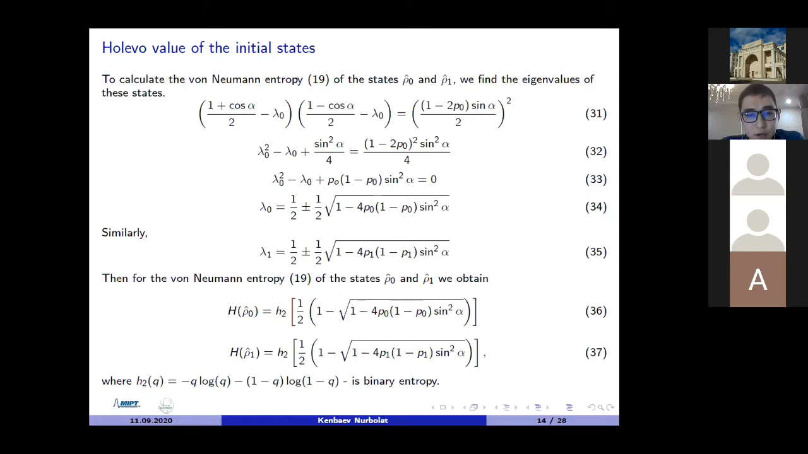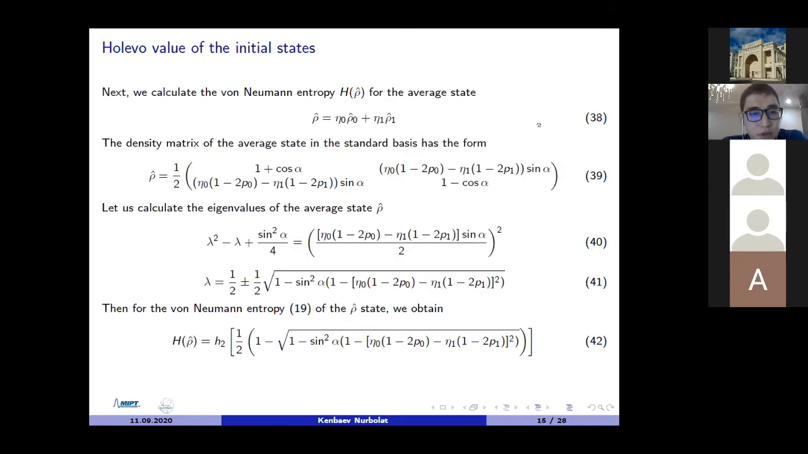To calculate the chi value of our ensemble, we have to, first of all, calculate the von Neumann entropy of the states rho 0 and rho 1. In order to calculate the von Neumann entropy, we first calculate the eigenvalues. We obtain such formulas, where h sub 2 is the binary entropy.